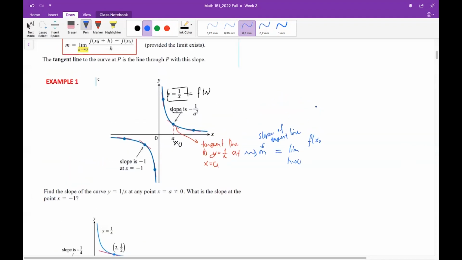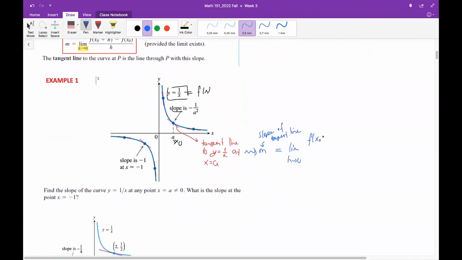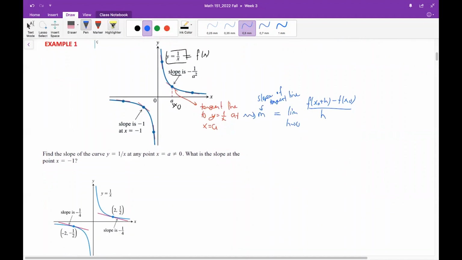We will be applying this limit here: f of x0 plus h minus f of x0, divided by h, as h goes to 0, right? Let's evaluate these things because we already know the expression for the particular function. f of x is 1 over x. So you are evaluating the 1 over x function at this particular point. That's why I need to write it like that. Then minus 1 over x0, divided by h.